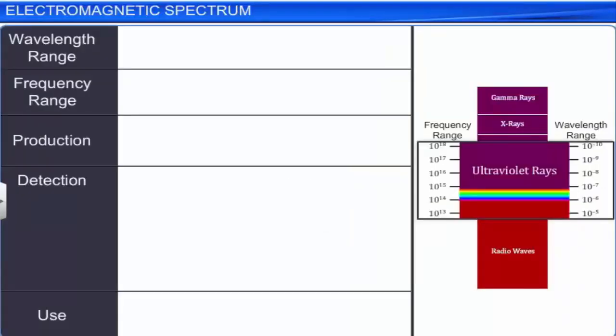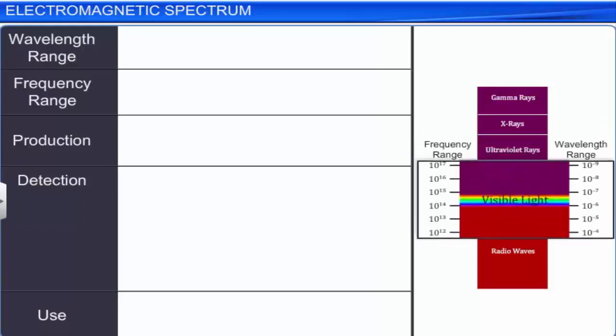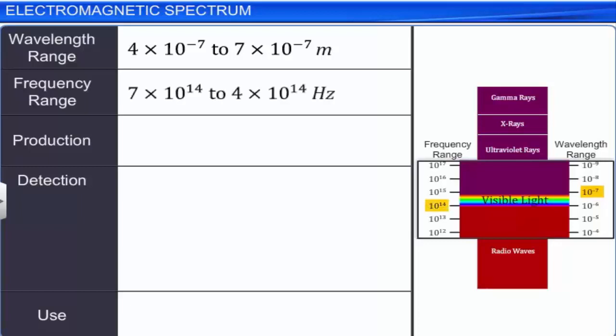Now, let us discuss the most familiar form of electromagnetic waves, that is, visible light. Wavelength of visible light is in the range of 4 x 10^-7 meters to 7 x 10^-7 meters. The frequency of visible light is in the range of 7 x 10^14 Hz to 4 x 10^14 Hz.